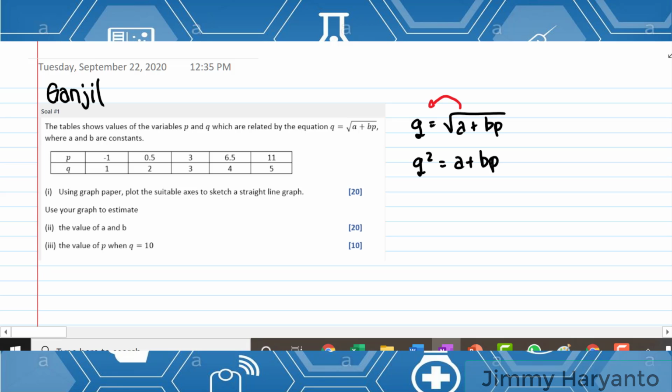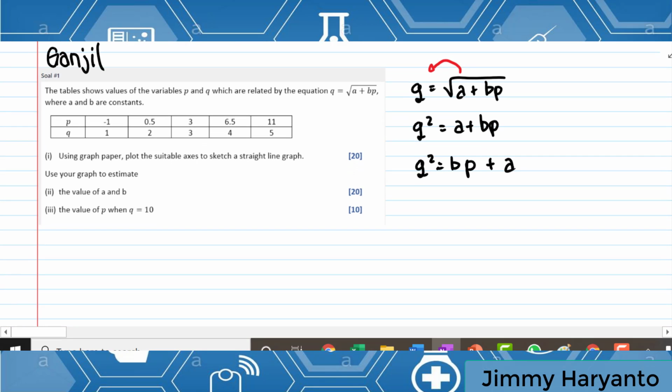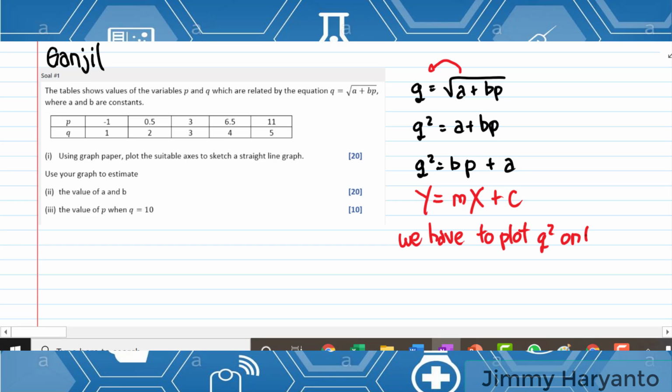Remember, if you want to know what you have to plot, you have to make it similar to y equals mx plus c. This one is already similar to y equals mx plus c. Just rearrange them, and then we know that this is y, this is m, this is x, plus c. Okay, so we have to plot q square on the y-axis and p on the x-axis.